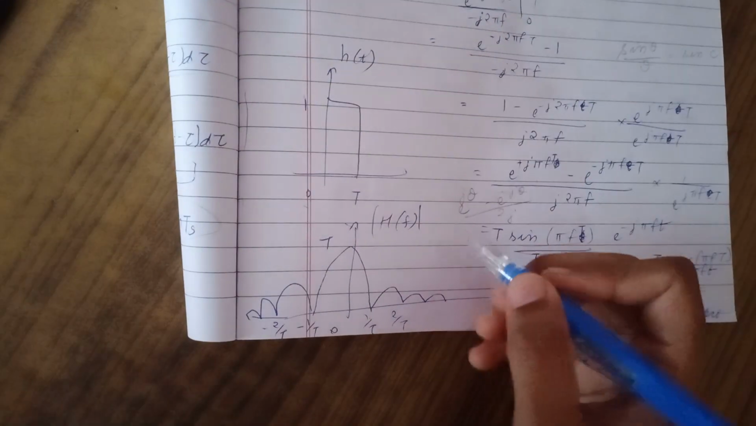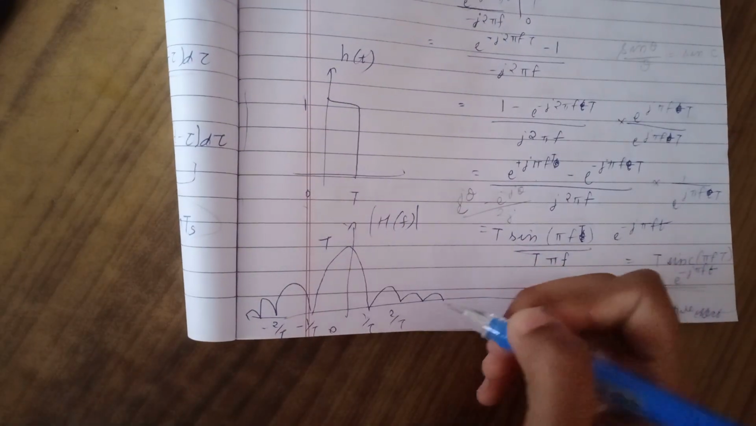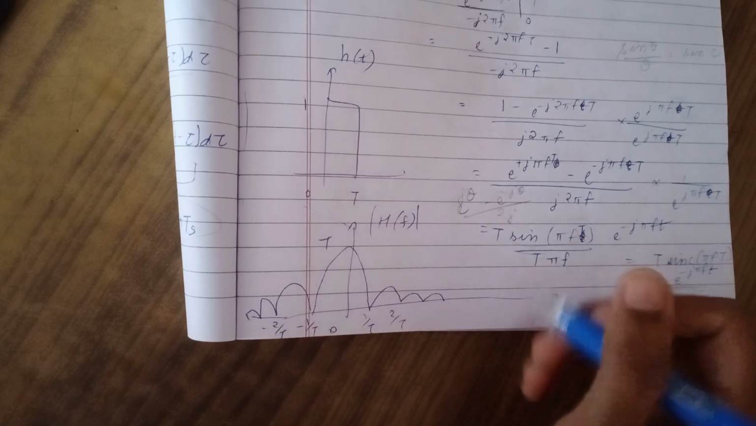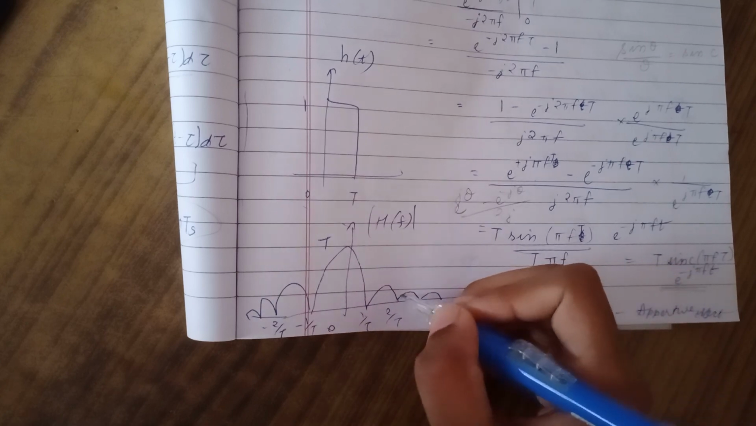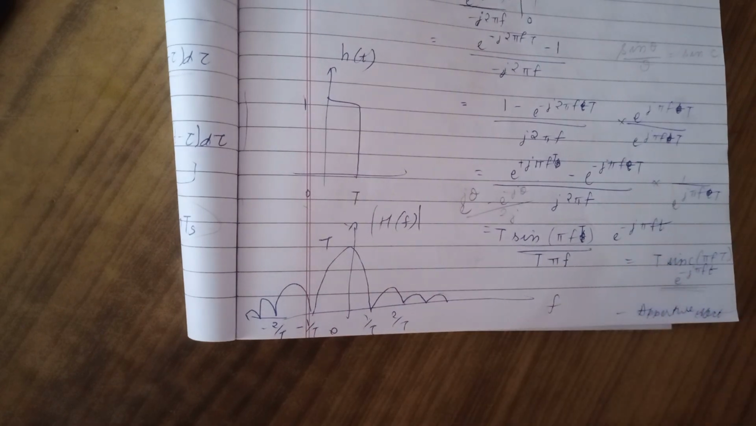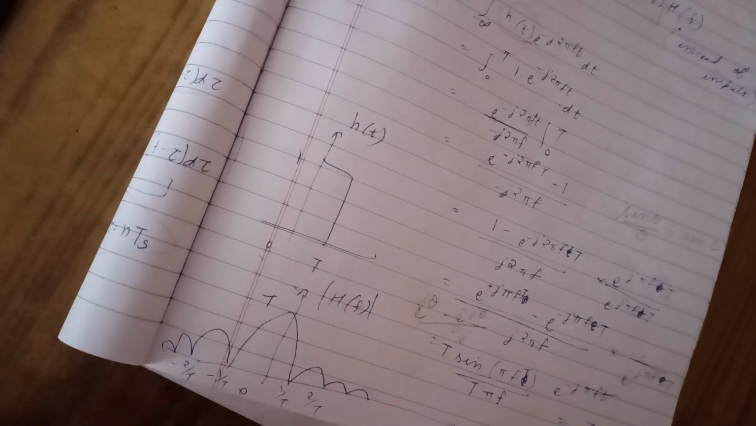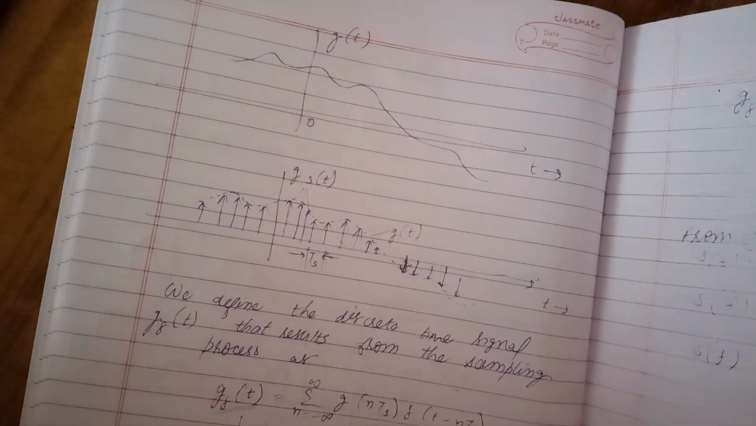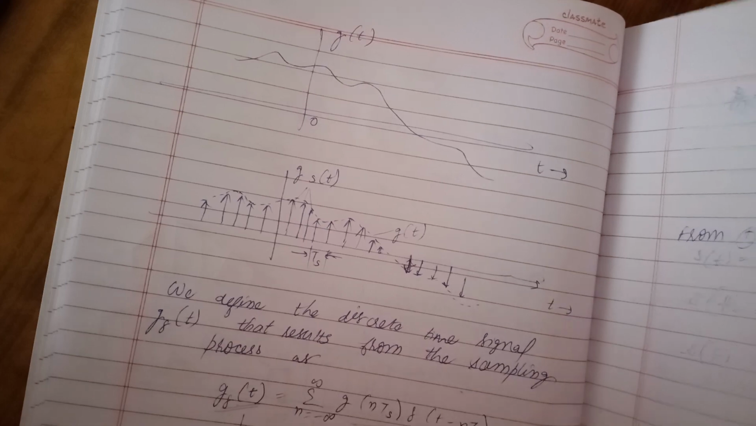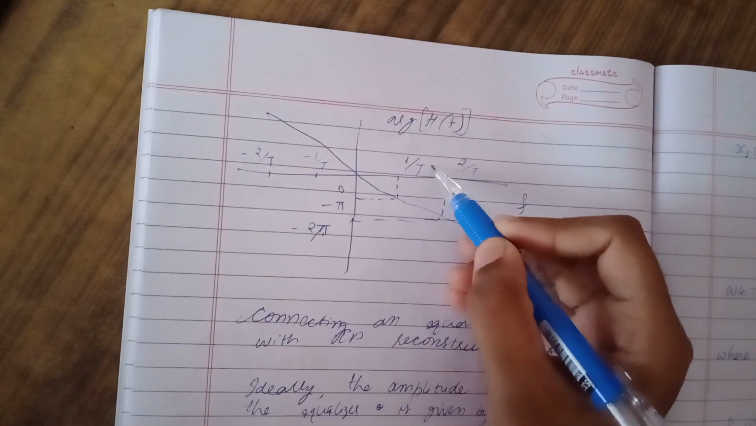This is the waveform that I'll get for h of f. Since I'm taking the magnitude of h of f, these are the positive terms that I'm getting. So this is the magnitude that I get for h of f. Now let's find what is the angle. The angle is basically at 1 by T.